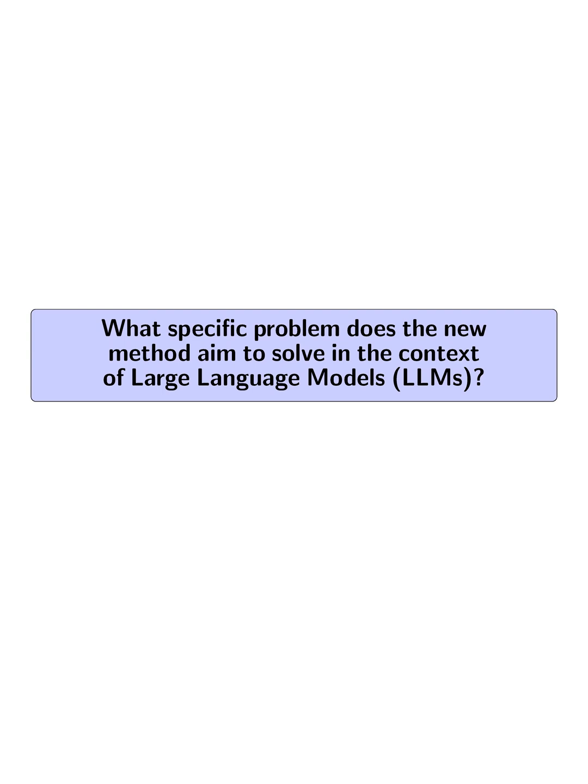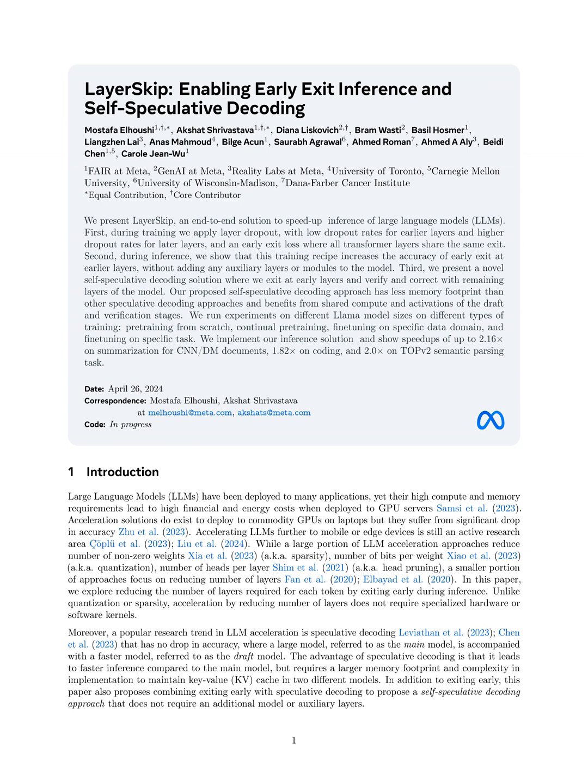What specific problem does the new method aim to solve in the context of large language models, LLMs? The new method aims to solve the problem of high computational costs associated with large language models, LLMs, by reducing the number of layers required to predict each token during inference.